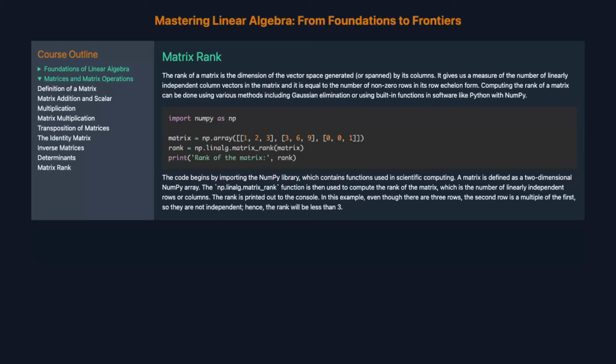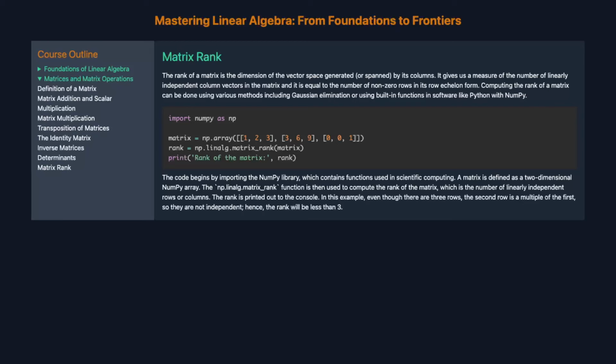Matrix rank. The rank of a matrix is the dimension of the vector space generated or spanned by its columns. It gives us a measure of the number of linearly independent column vectors in the matrix, and it is equal to the number of non-zero rows in its row echelon form. Computing the rank of a matrix can be done using various methods, including Gaussian elimination, or using built-in functions in software like Python with NumPy.